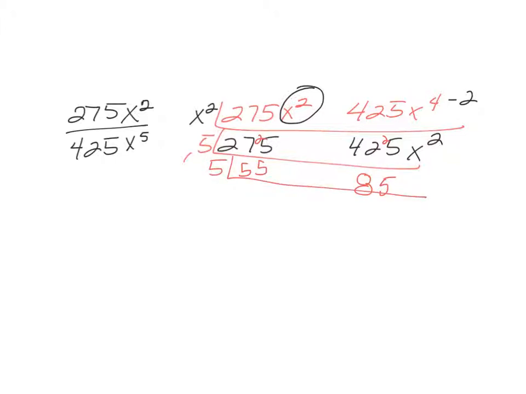5 goes into 55 11 times. 5 goes into 85. 5 goes into 8 once, and you're left with 3. 5 goes into 35 7 times. These are both prime numbers and nothing goes into them. Oops, I forgot to drop this x squared on each one of those. So our answer would be 11 over 17x squared.